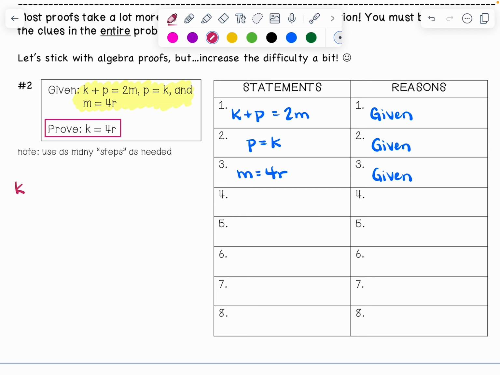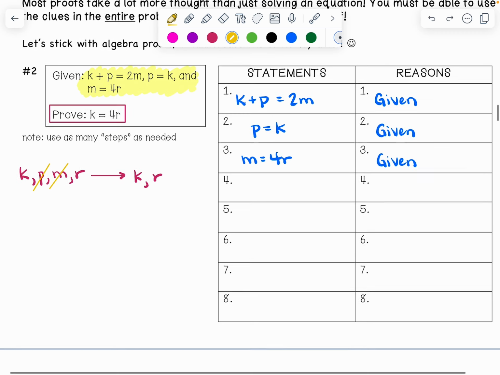You'll notice my givens contain a K, a P, M's, and an R. So there's 4 different variables in all of that given information. But I only want to get to a proof statement that has K's and R's. That's something you need to pick up on. If I only want K's and R's when I'm all done, does everybody see that means I need to get rid of my P's and M's? Somewhere along the way in my proof, I have to eliminate the P's and M's, so I'm just left with a statement that K equals 4R.